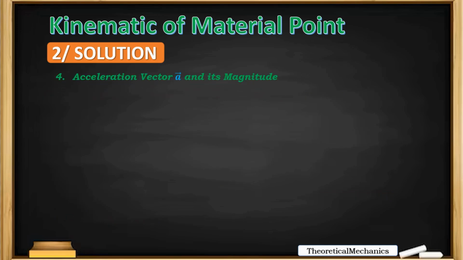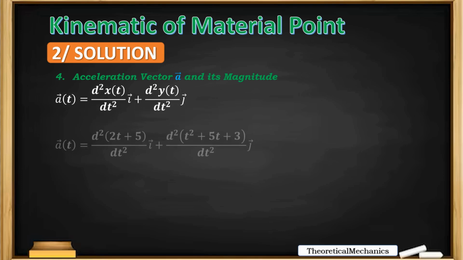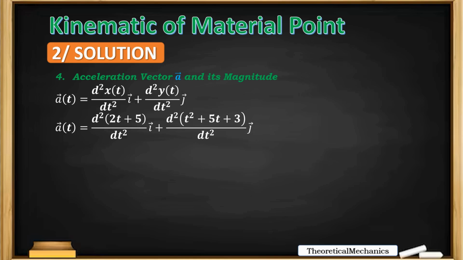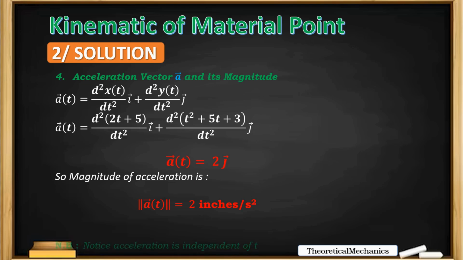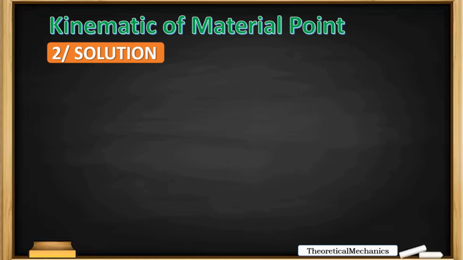Don't be surprised when I tell you right now that the acceleration is also easy to calculate, since it is also obtained by differentiating the expression for velocity with respect to time. Thus, we differentiate the components of the velocity we just found. After calculation, we will see that the acceleration is independent of the time factor and is equal to twice the vector j. Finally, its magnitude will be 2 inches per second squared.